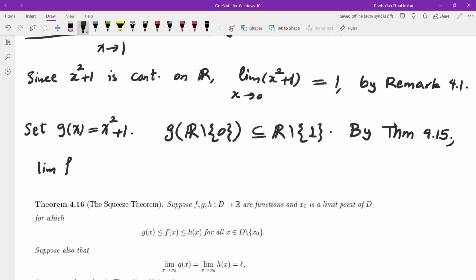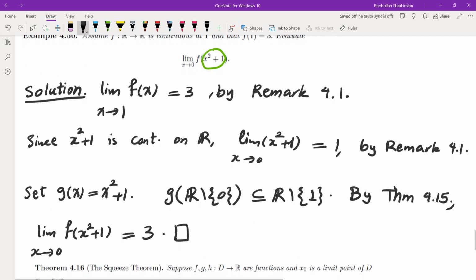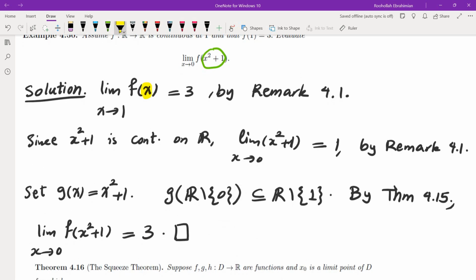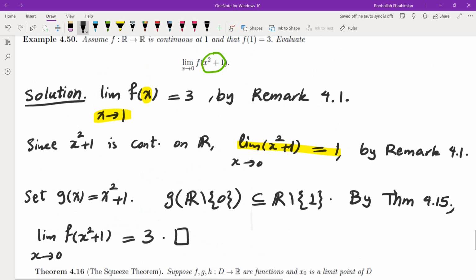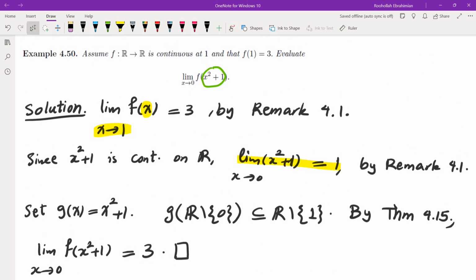The limit of f of x squared plus 1 as x approaches 0 is in fact 3, because the inside approaches 1, and f of that would approach 3. And that's the end of the proof for this example.